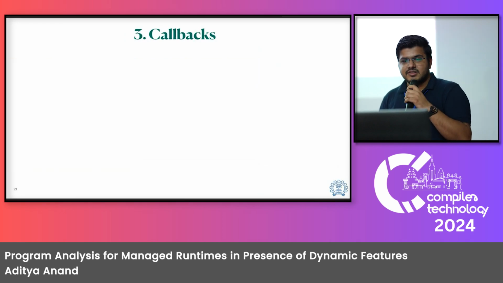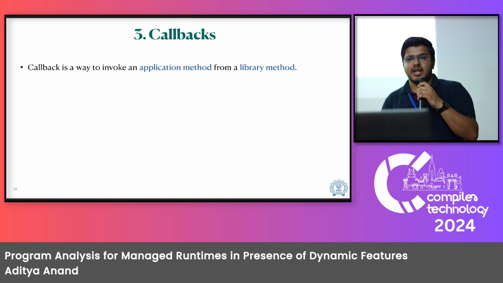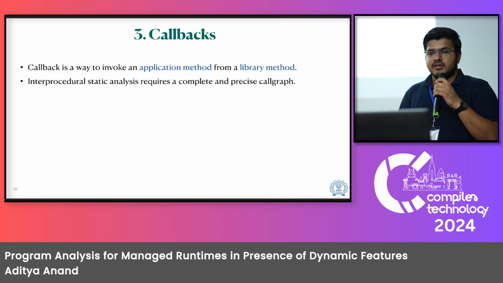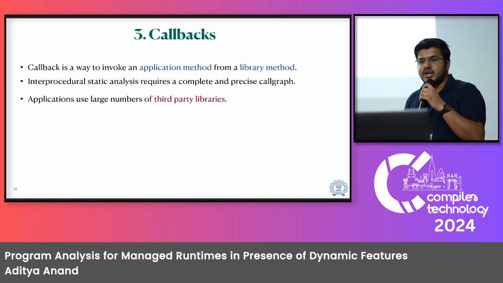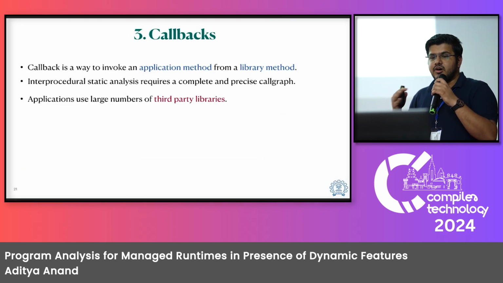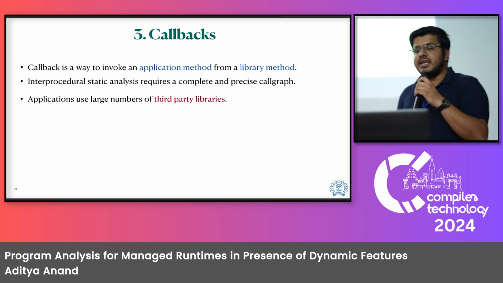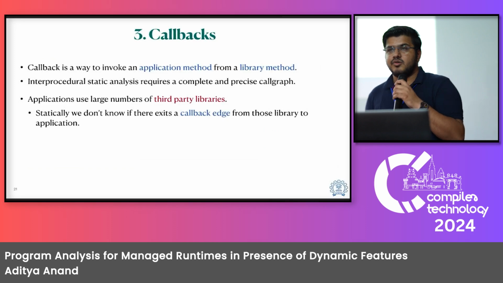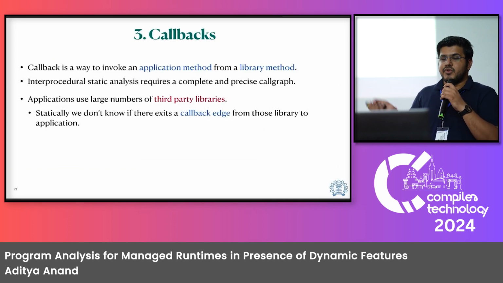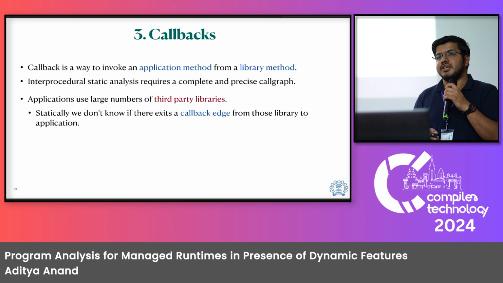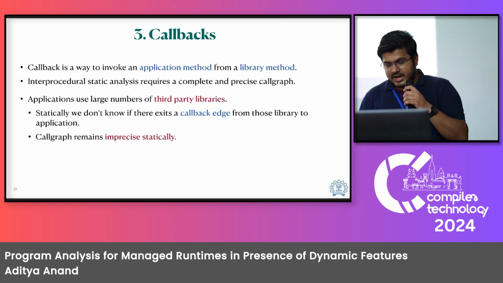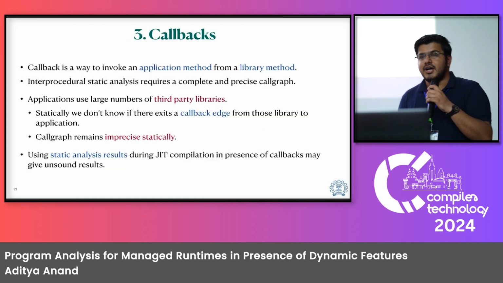The third feature is callback. Callback allows you to invoke an application method from a library method. Our interprocedural static analysis requires a complete, precise call graph. But in an application, we use a large number of third-party libraries, and statically we don't know if there exists a callback edge from those third-party libraries to our application. So our call graph at static analysis time will be imprecise, and again we will have an issue of unsound stack allocation at runtime.